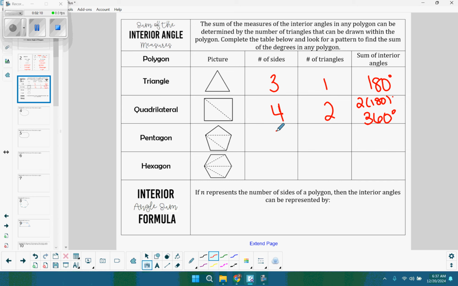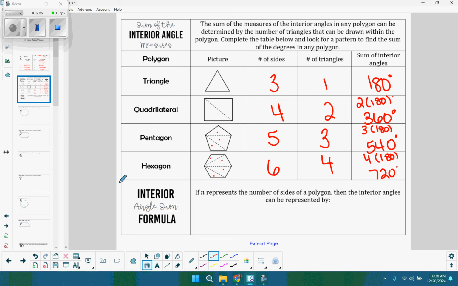A pentagon, which has 5 sides, can be broken down into 3 triangles. Each of those 3 triangles is 180 degrees, so that's a total of 540 degrees. A hexagon, which has 6 sides, can be broken down into 4 triangles. Each of those triangles is 180 degrees, which means total is 720.